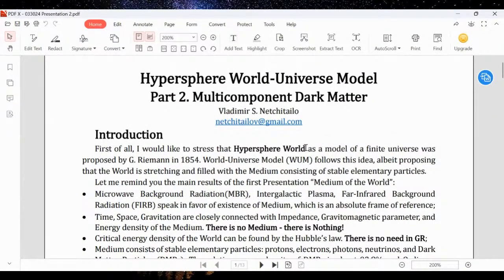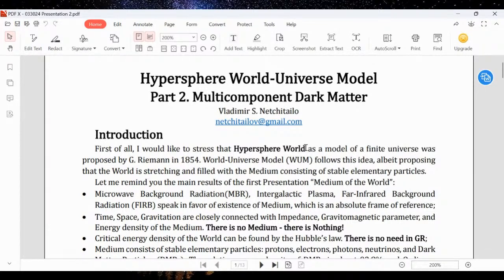Let's continue. Today, it will be multi-component dark matter. First of all, I would like to stress that the Hypersphere world as a model of a finite universe was proposed by Riemann in 1854. The World Universe model follows this idea, albeit proposing that the world is stretching and filled with the medium consisting of stable elementary particles.